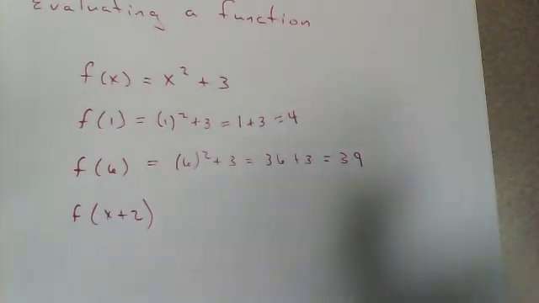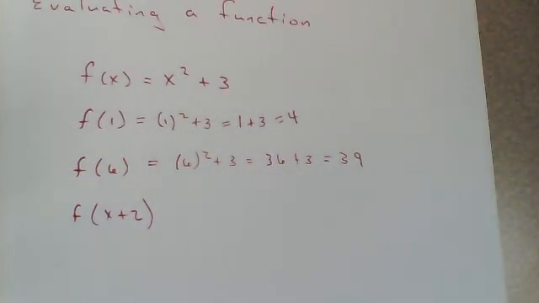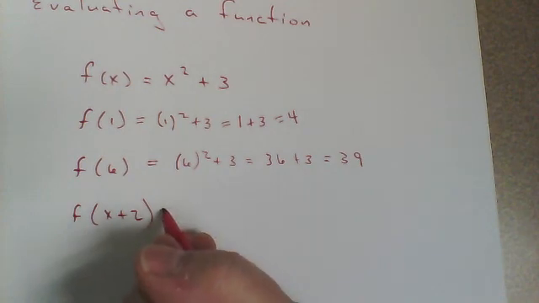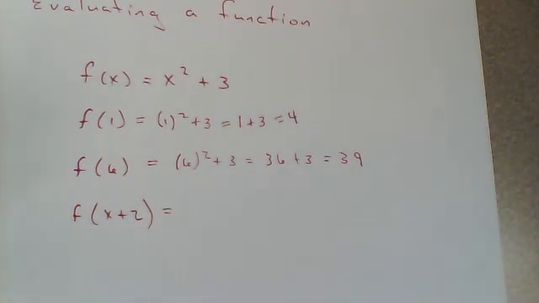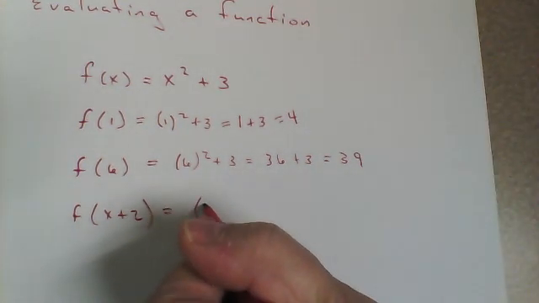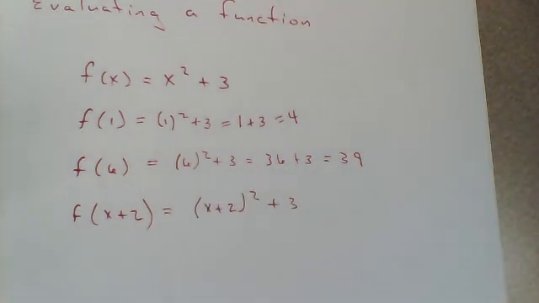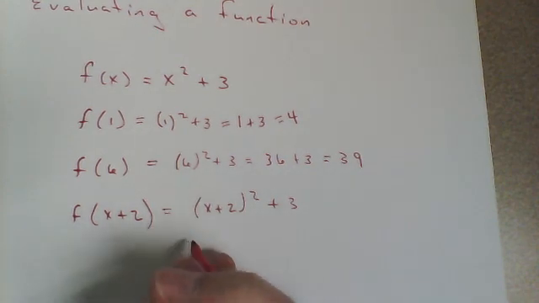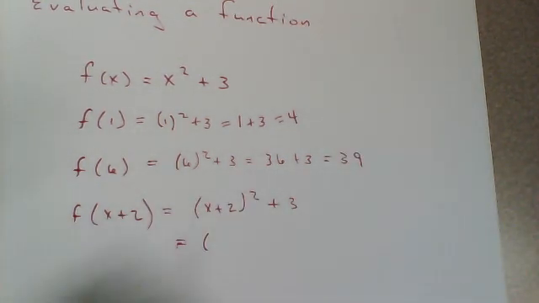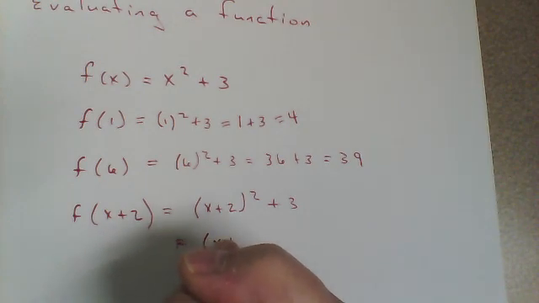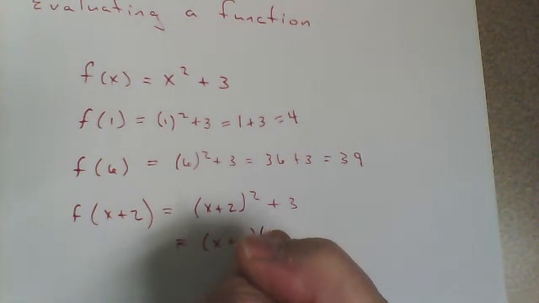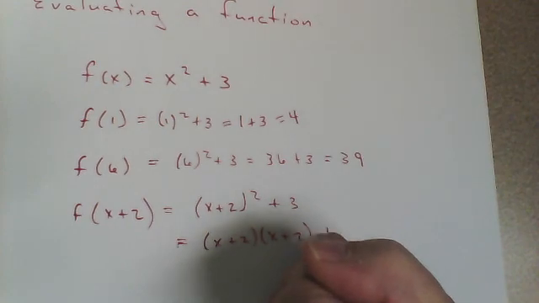So what happens when my x value is x plus 2? Well, it's going to get more complex, right? Because what am I saying now? I'm saying x plus 2 squared plus 3, right? That's going to get my value. It's going to be a little different because I got to go x plus 2 times x plus 2 plus 3.